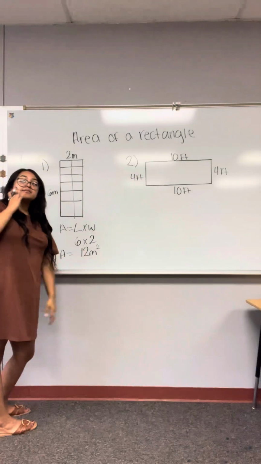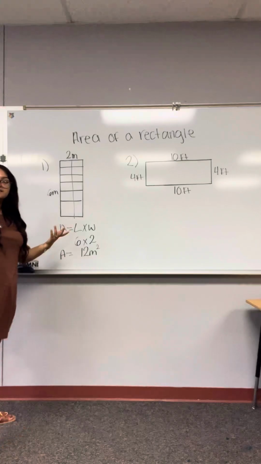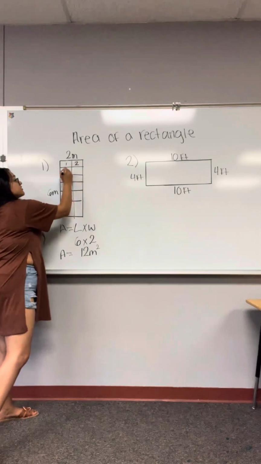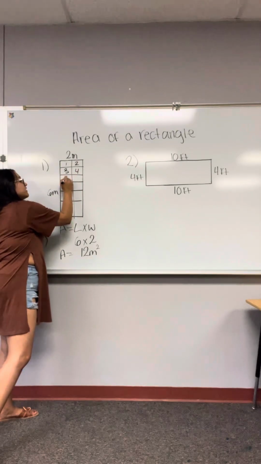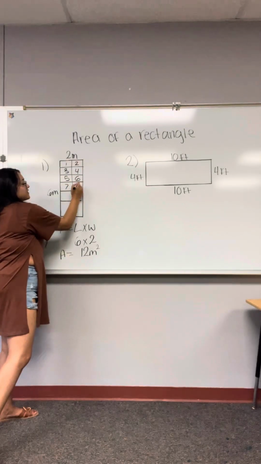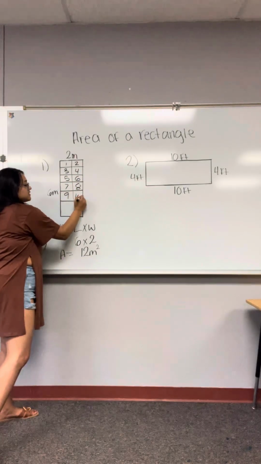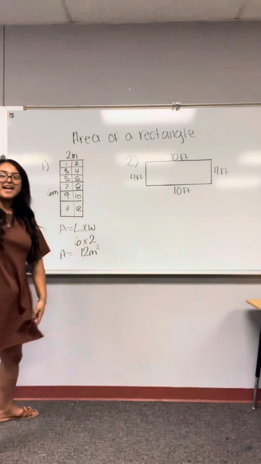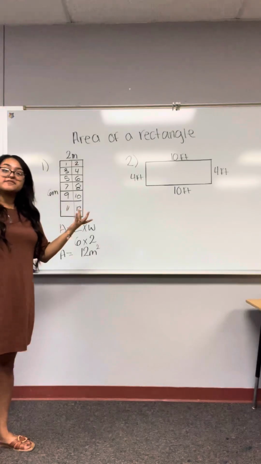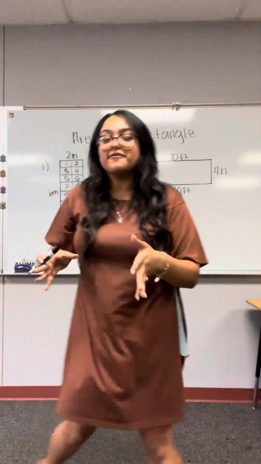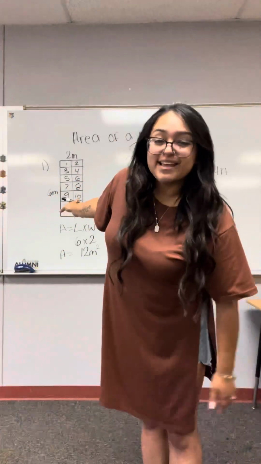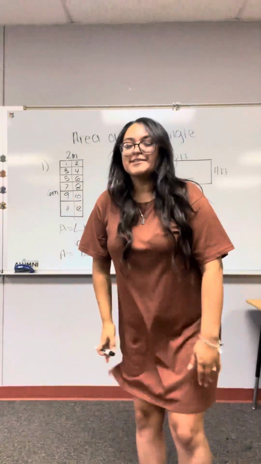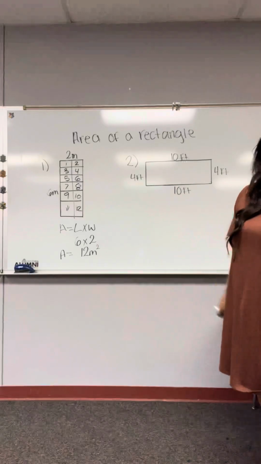Now what I can do is count the boxes that are inside of my rectangle. So now I have 1, 2, 3, 4, 5, 6, 7, 8, 9, 10, 11, and 12. And that is also another way that you can find area. But be careful, because you don't want to be using that method with bigger numbers. It's usually simpler when you have smaller numbers. All right, now going on to number 2.